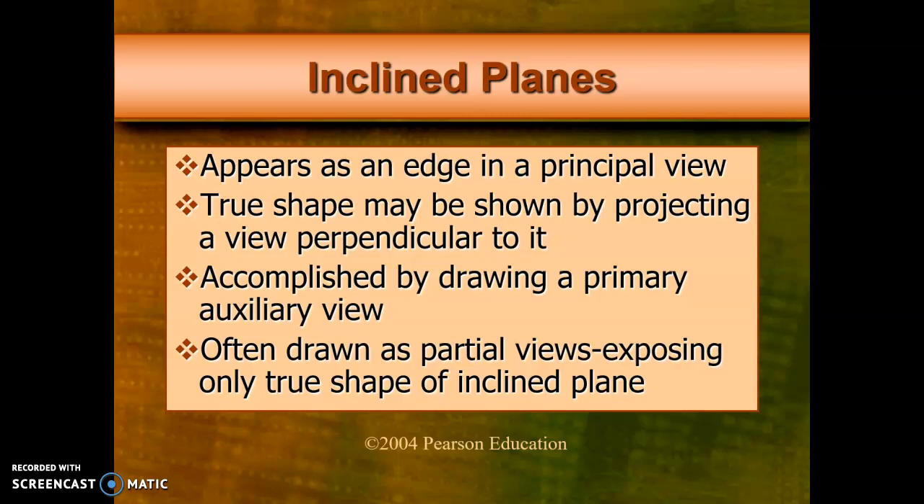So objects that have inclined planes, if they have features on those planes, we're going to need to project a view perpendicular to that inclined plane in order to view the true shape of those features. And we call that view the auxiliary view. And it can be a partial view. The auxiliary view doesn't necessarily need to represent the entire part.